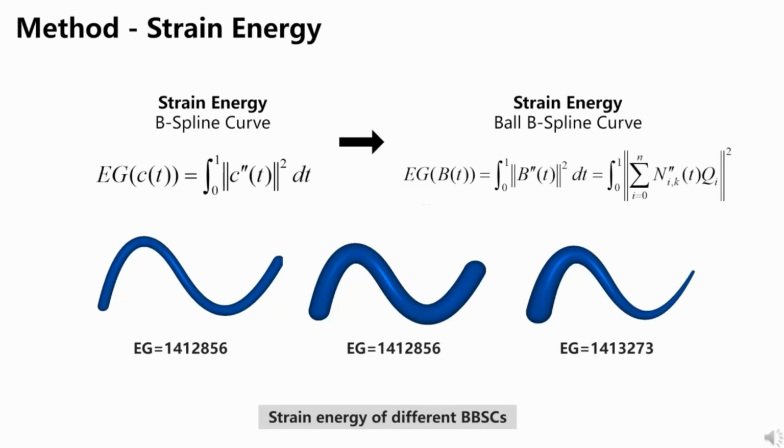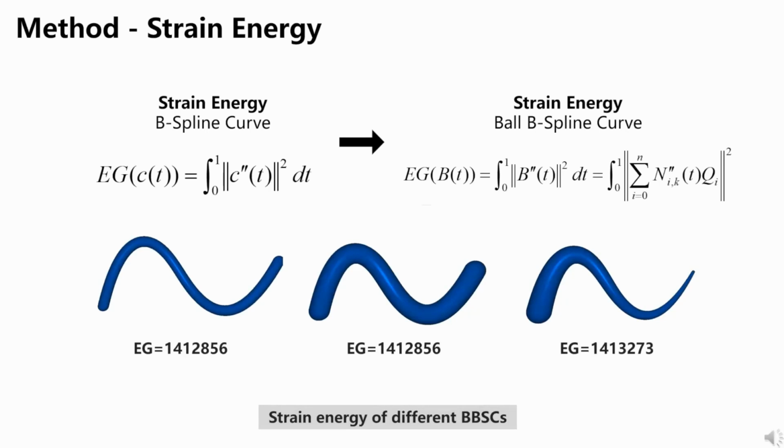Just like the motivation mentioned before, we considered the control balls as points in a 4-dimensional space. Then the ball B-spline curve can be considered as a parametric curve in a 4-dimensional space. And we can calculate its curvature in this space, and we can also obtain its strain energy function.